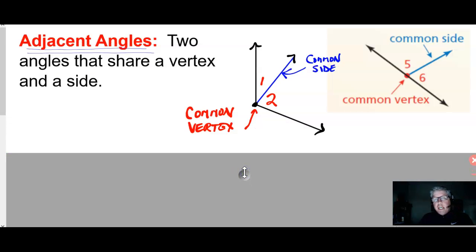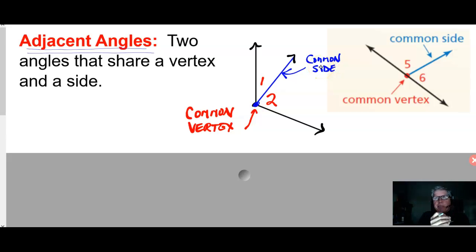Let's isolate a little bit. First of all, adjacent angles, simplest pair out there. They don't really carry too much weight. It's just more of a physical thing. 2 things have to happen. They have to have a common vertex and they have to have a common side.